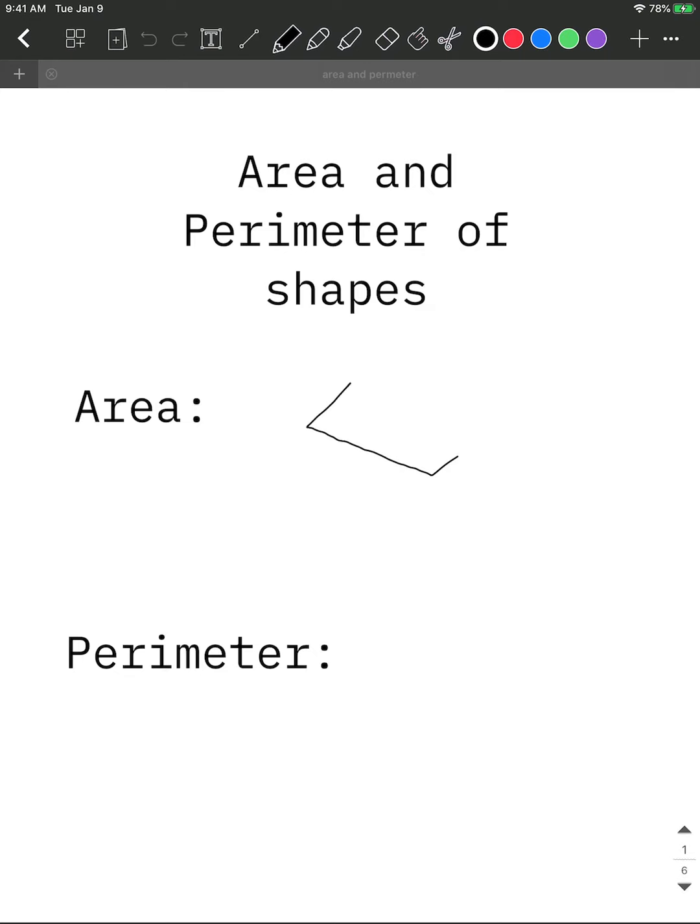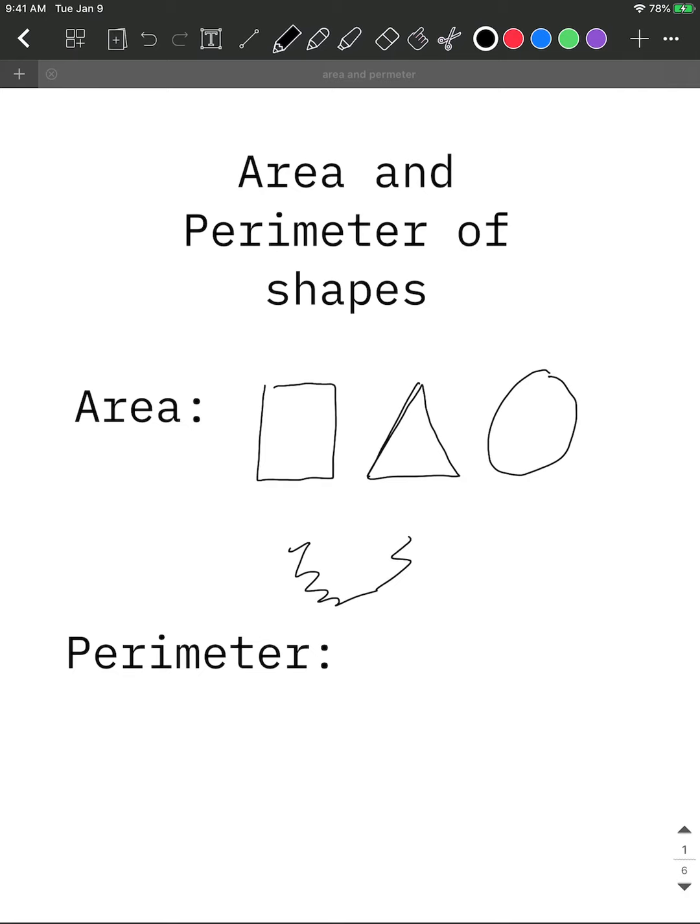When we're working with area, whether we're working with a rectangle, triangle, circle, heck, even something like this, we're looking at the insides of these shapes. We look at the insides of the shape because area tells us how much lies inside of it. And you can always tell by what type of formula we're working with.